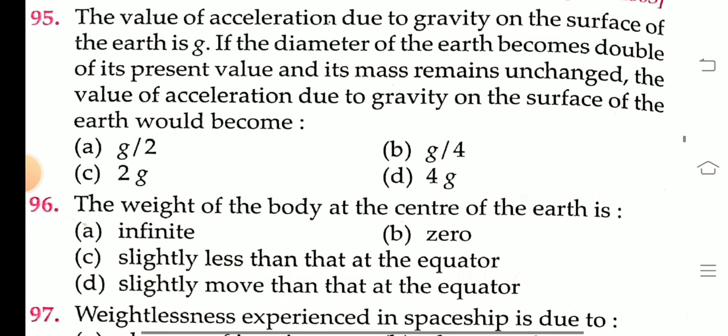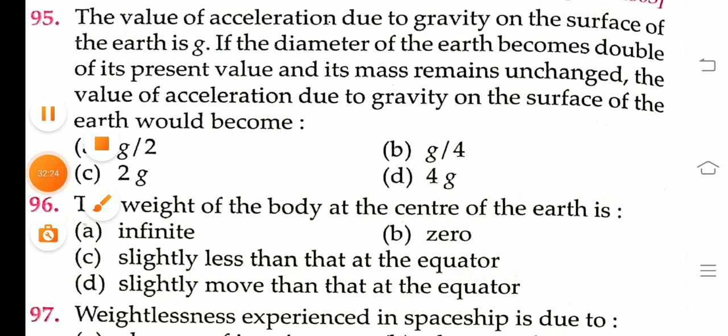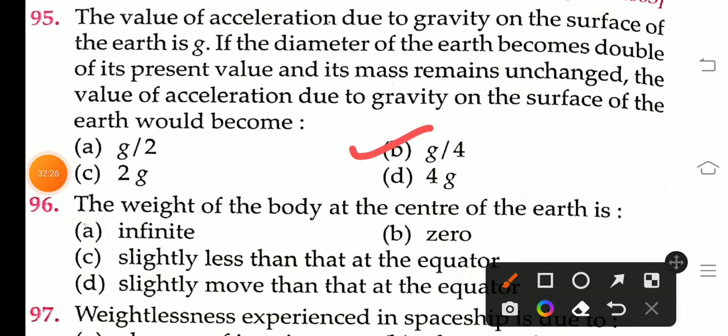The value of acceleration due to gravity on the surface of the earth is g. If the diameter of the earth becomes double of its present value and its mass remains unchanged, the value of acceleration due to gravity on the surface of the earth would become g by 4.